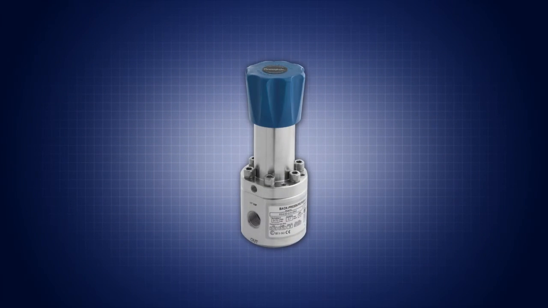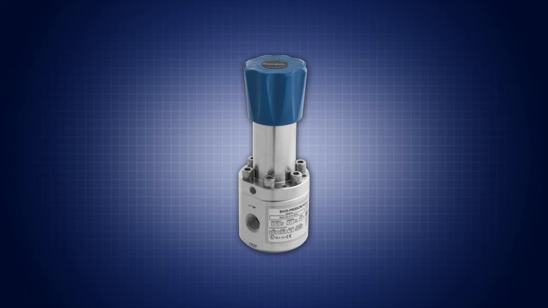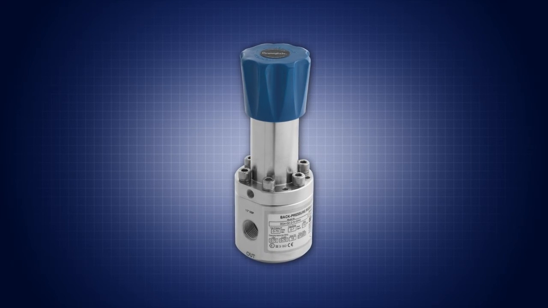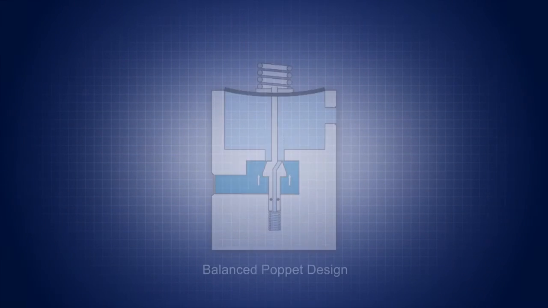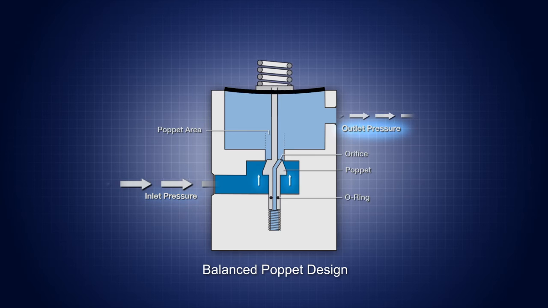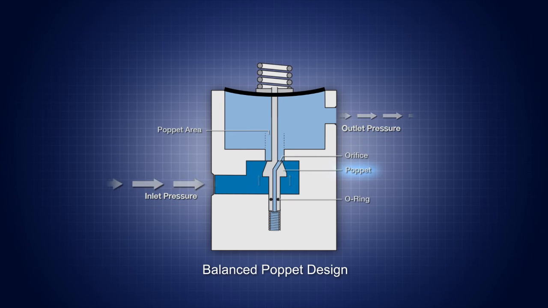For many applications, especially high-flow applications, a common method for reducing supply pressure effect is to use a regulator with a balanced poppet design. The objective of this design is to allow the inlet and outlet pressures to control the poppet more evenly, which is accomplished by the O-ring around the lower stem of the poppet and the orifice in the poppet that runs vertically from top to bottom.